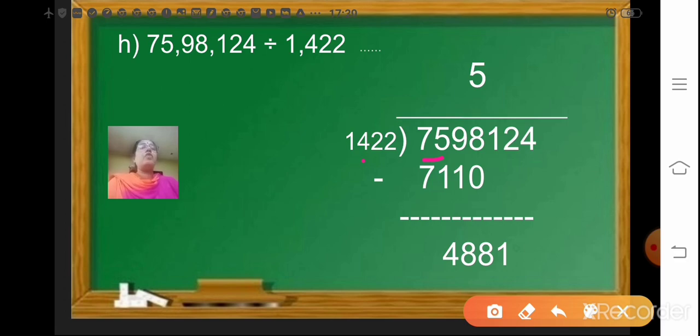So we will take 1422 5 times, which will give you 7110. By doing the guesswork that we have to multiply it 5 times. 5 you will write exactly above 8 because we have taken a 4-digit number. So 5 has to be written exactly above 8. Okay. Now when you subtract it, you will get the answer as 8 minus 0 is 8, 9 minus 1 is 8, 5 minus 1 is 4. Now bring this 1 down. So your number has become 4881.